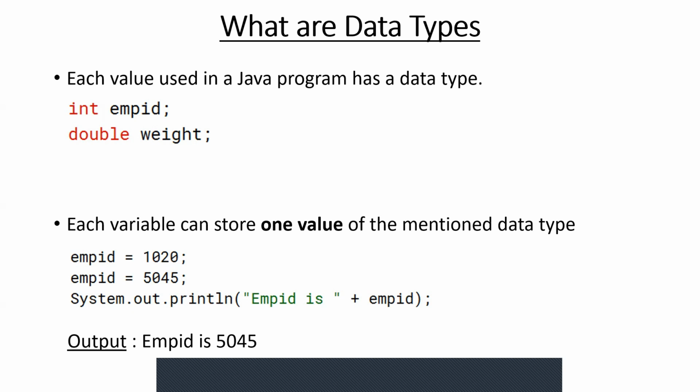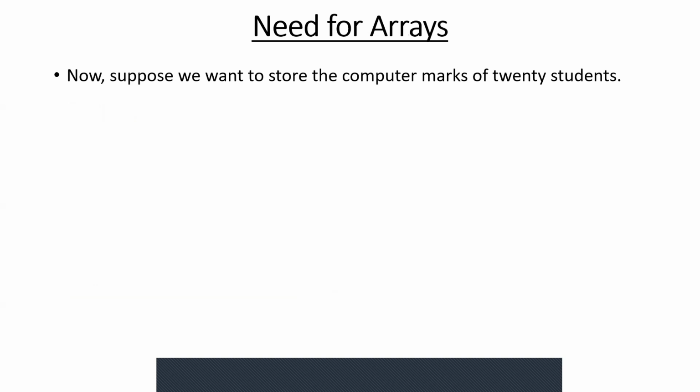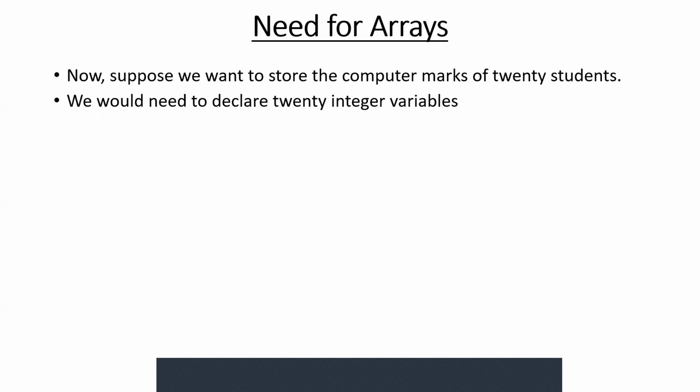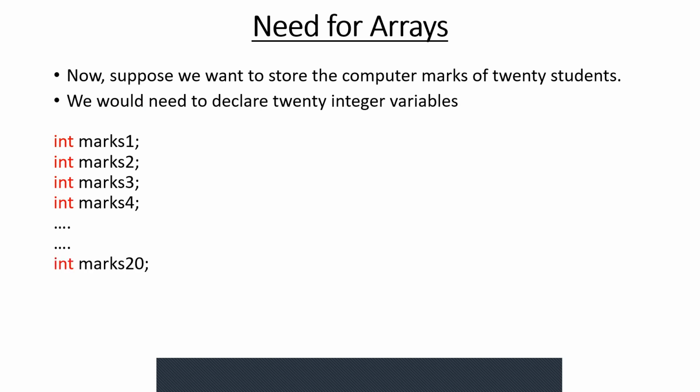Okay. So if we had only these primitive data types, and suppose I wanted to store the computer marks of 20 students, what would we have to do? We would have to declare 20 integer variables. Example, marks 1, marks 2, marks 3, and so on till marks 20. Okay. Now, why do we store the values? Because we want to do some computation on those values.